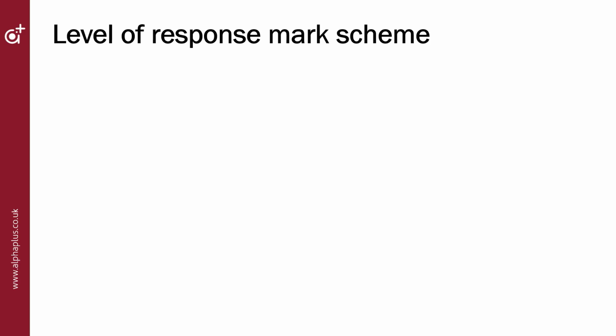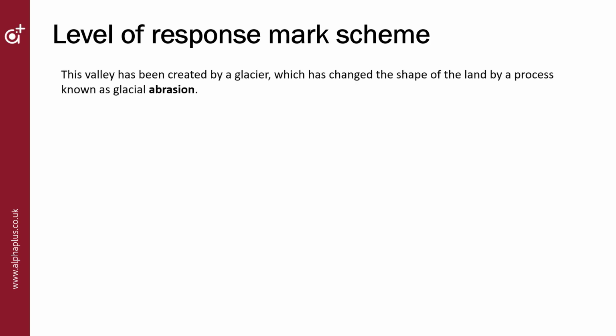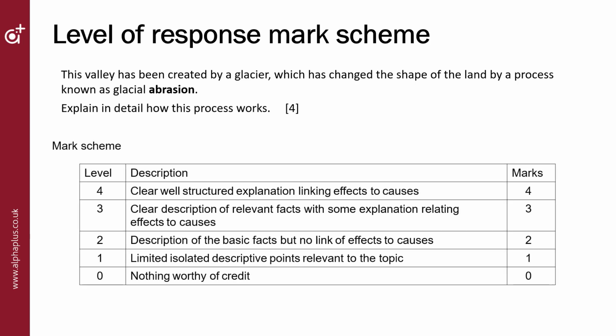A level of response mark scheme describes a number of levels of performance for the whole task against which the student's answer can be judged. There are 5 levels shown in this example. The lowest is level 0, which is for any answer which is not credit-worthy. It might be there was no answer or the answer did not address the question at all.